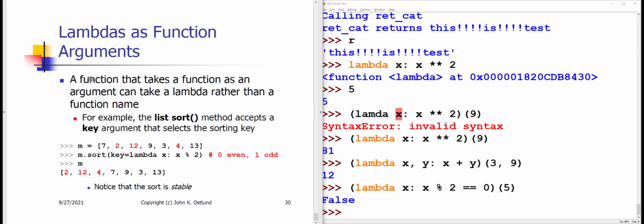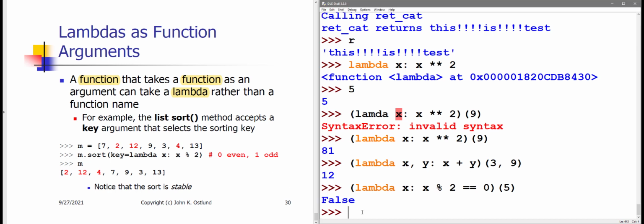Now, so what good are these things? Well, sometimes you will encounter functions that take a function as an argument to modify how the function behaves. And in the case where you have a function that takes a function as an argument, rather than providing a named function, you can pass in a lambda instead. For example, if I create a list of values, 7, 2, 12, 9, 3, 4, 13, forgot my equal sign.